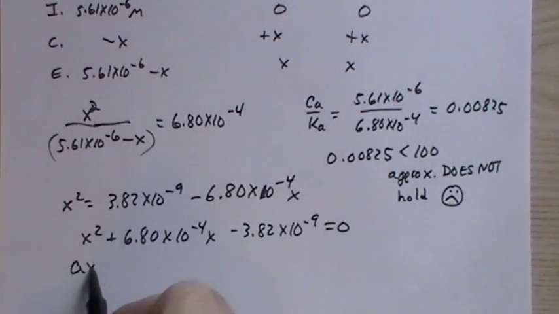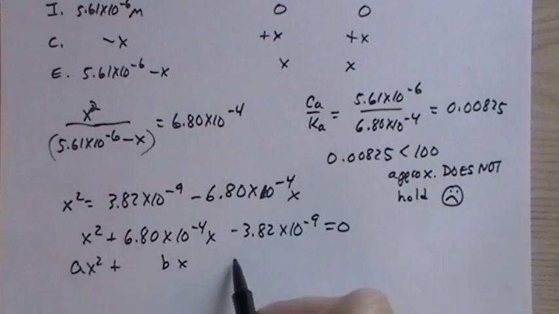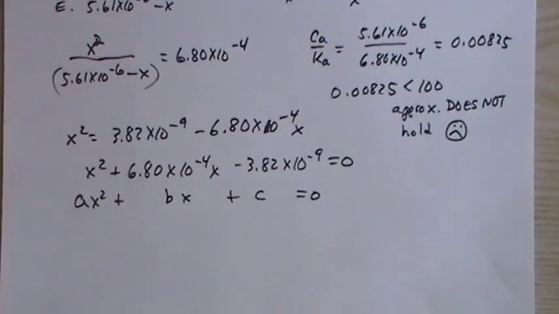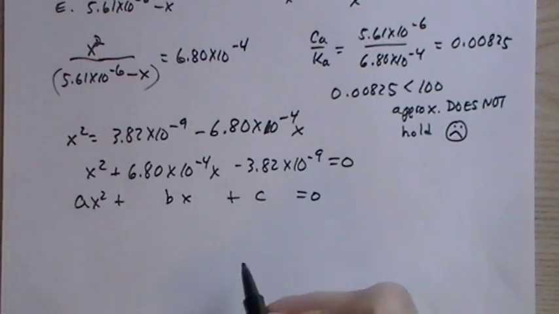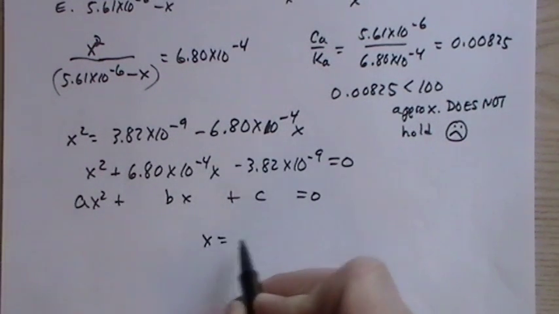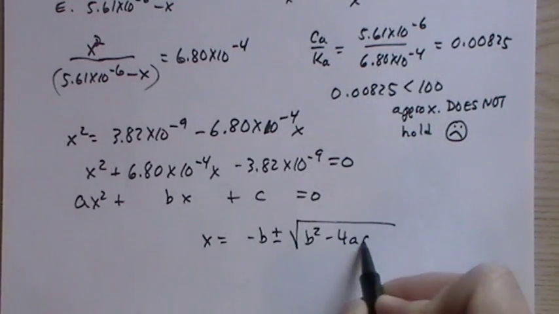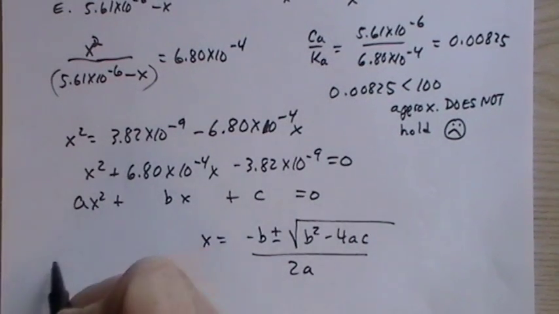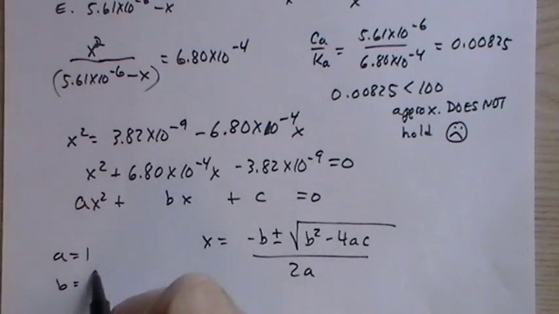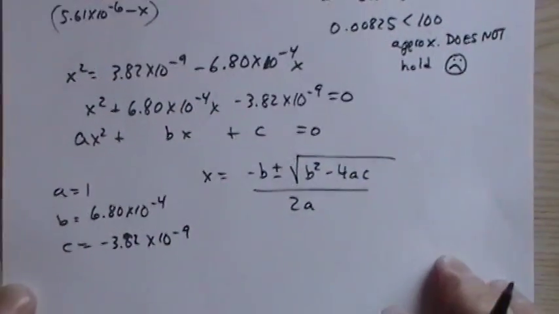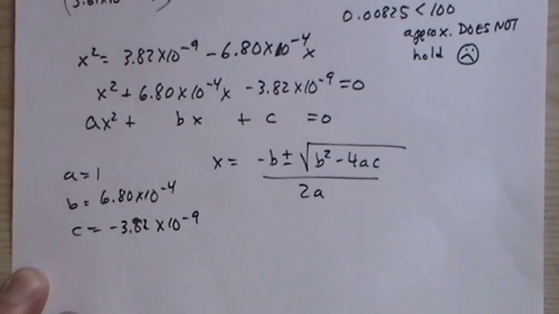We want to get it into this form, and I'll show you. This form is now ax squared plus bx plus c is equal to 0. If we have our equation in that form, then we can solve for x using the quadratic formula, which is x is equal to negative b plus or minus the square root of b squared minus 4ac over 2a. Our a is 1. Our b is 6.80 times 10 to the minus 4, and our c is negative 3.82 times 10 to the minus 9. Don't forget the negative. So that's all given up here.